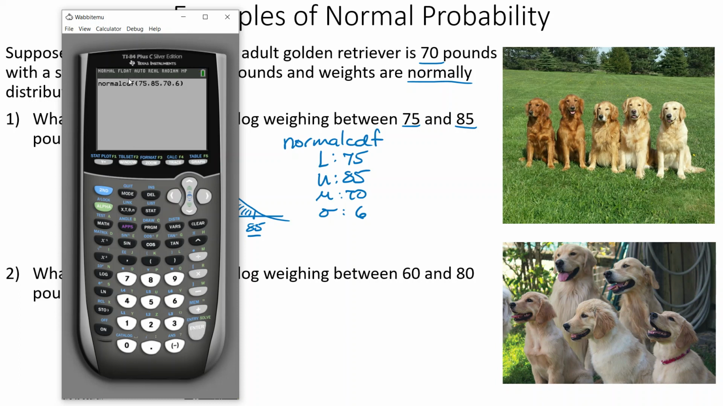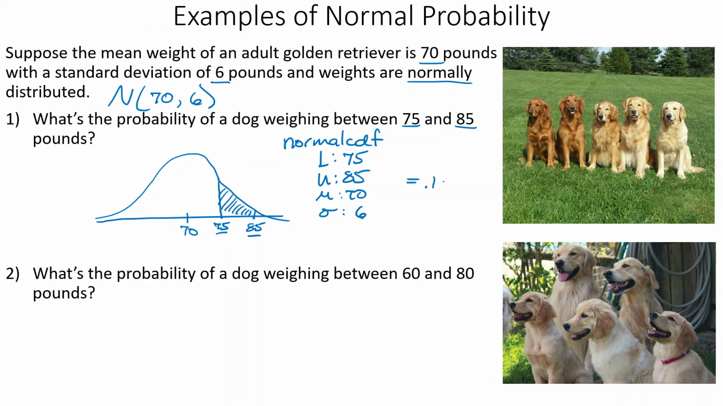And we get, see how it brings us back here. If you have one of the other apps, you just type in the numbers. You type 75, 85, 70, 6, close parentheses. I don't even think you have to close it, but it's lower and then upper and then mean and then standard deviation, just in that order. So the order is important. And there's our answer, 0.196. So that would be like 19.6%. But we can leave it as a decimal. That's perfectly fine. So this little area here is 0.196.